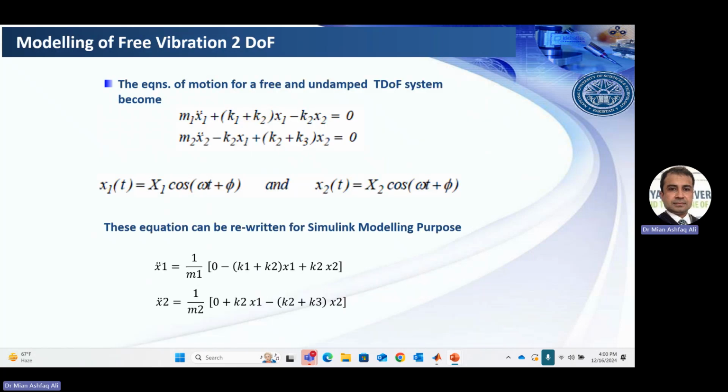And if we write them in the equation form, those two equations, removing the damping and removing the input force, will translate into this one. And for the modeling part, we will slightly rearrange those equations into those two equations. So considering the first equation, we will bring those two terms to the right.